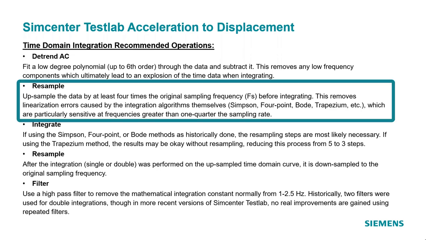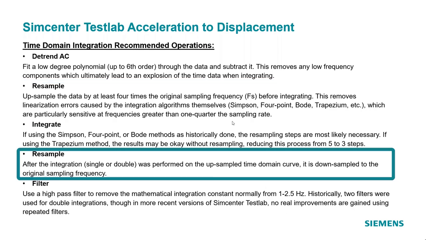The next step is to upsample by a factor of 4. The reason we do that is some of the techniques, mostly Simpson, 4-point, and Bode, are sensitive to high frequency effects, and it looks like a sawtooth effect on the data. To avoid that, we upsample by a factor of 4 so that when we do the integration, those artifacts are really, really high frequency, and then we'll downsample later back to the original. The trapezium method isn't as sensitive to that, but for sure the first three methods, Simpson, 4-point, and Bode, are very sensitive to those high frequency effects.